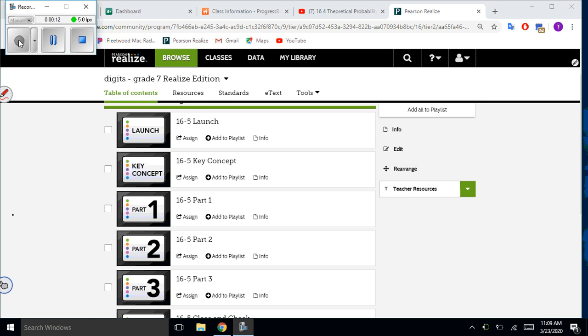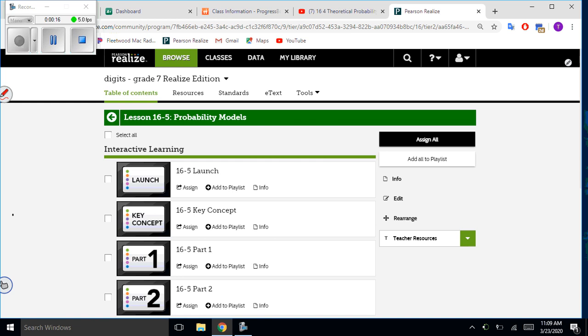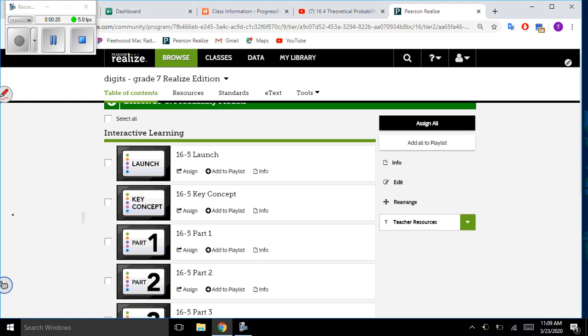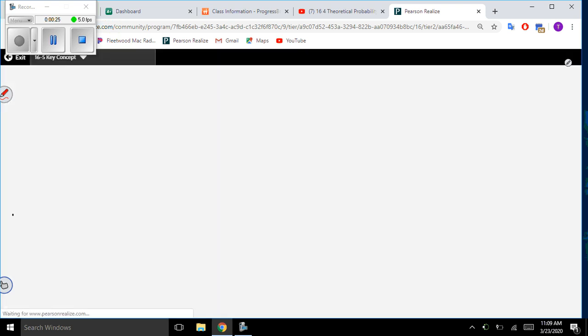Kind of a difficult section to take a look at. Our focus is on probability models, and I think this could be a little bit confusing compared to some of the other pieces that we've had in this particular chapter. So we'll start off with 16.5 key concept.